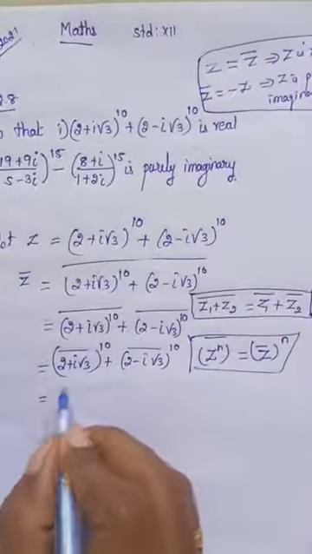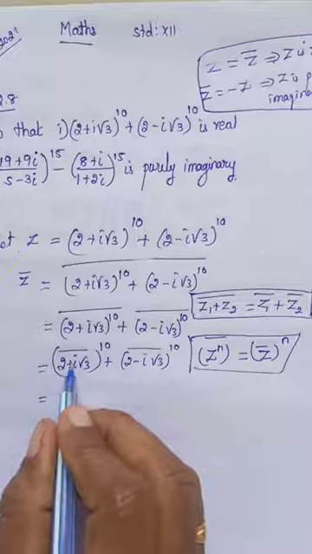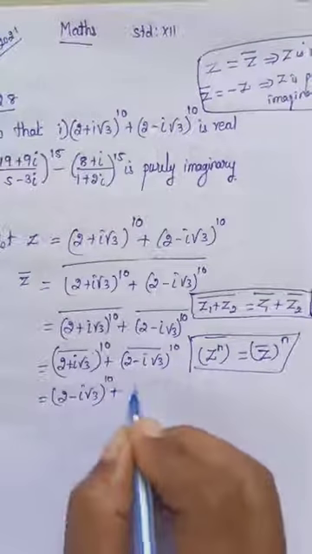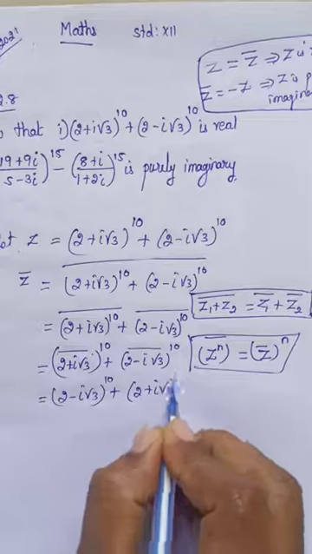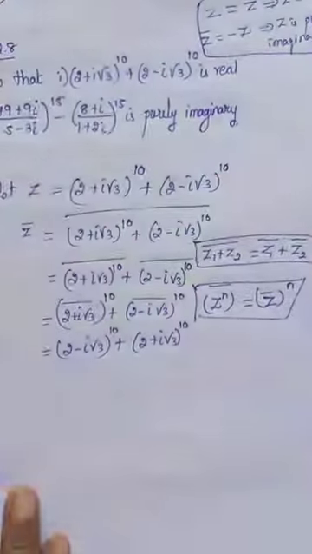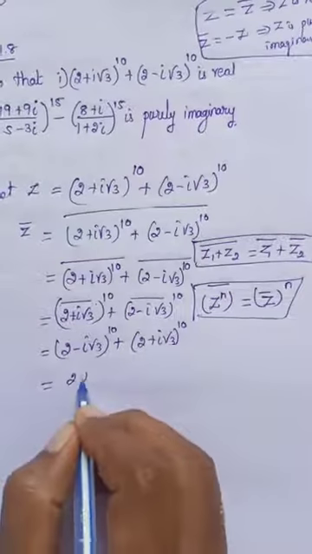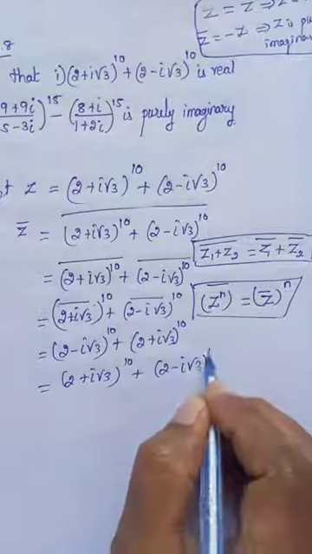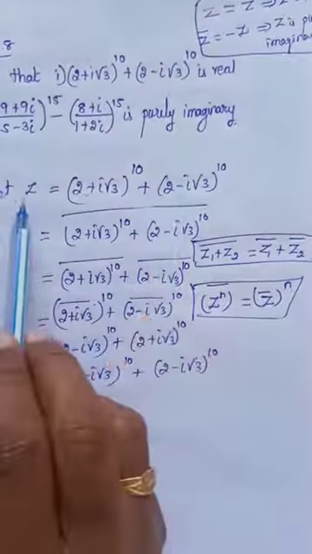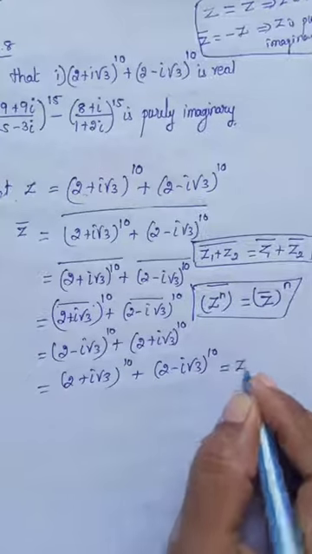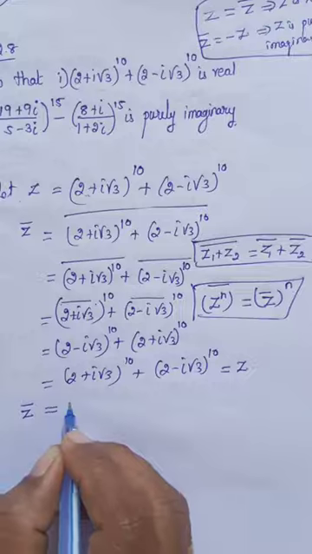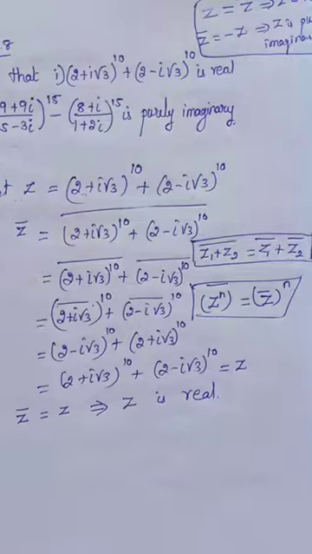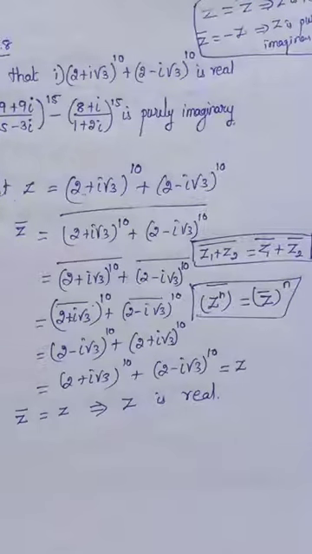Now we know how the imaginary unit symbol changes when we take the conjugate. So this becomes (2 minus i root 3) the whole power 10 plus (2 plus i root 3) the whole power 10. Writing the first term first, that is (2 plus i root 3) the whole power 10 plus (2 minus i root 3) the whole power 10, which is what we took as Z. So Z bar is equal to Z, which implies Z is real. Hence the first subdivision is completed.